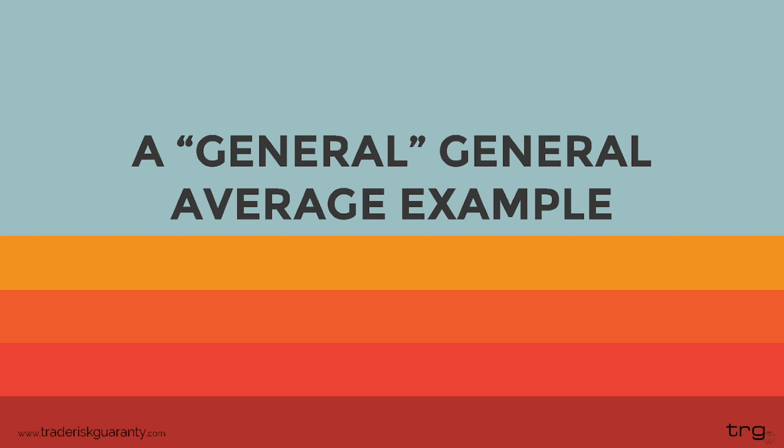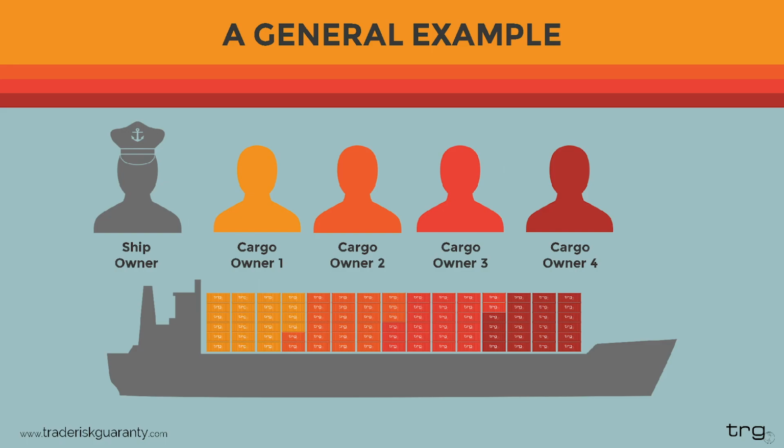Okay, so now that we understand what general average is and when it is declared, let's look at an example of what happens after it has been declared. I'm calling this a general average example because we are going to discuss a hypothetical situation with very simplified numbers. A real general average situation would definitely be much more complicated. So let's say that we have a general average event aboard a voyage that includes 4 different cargo owners and the ship's owner.